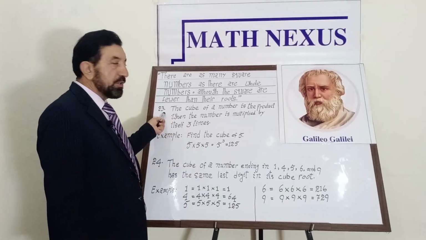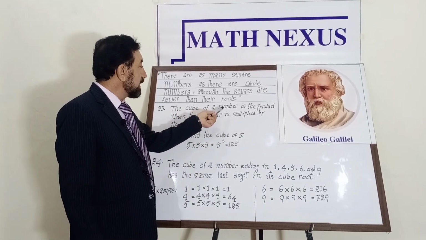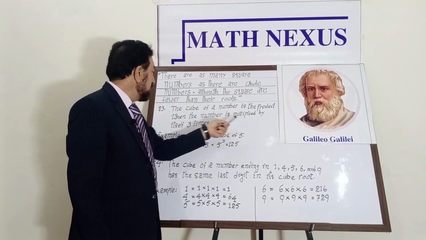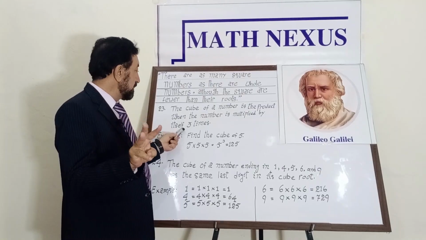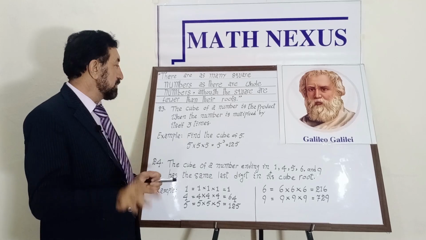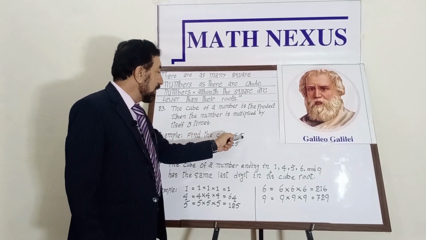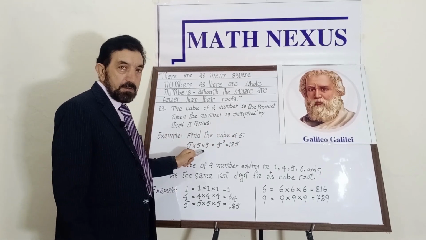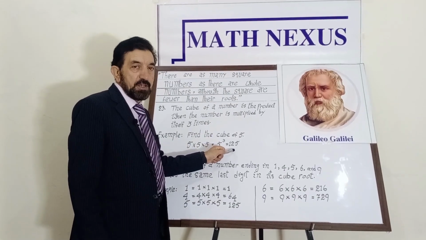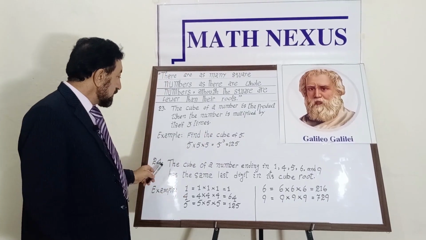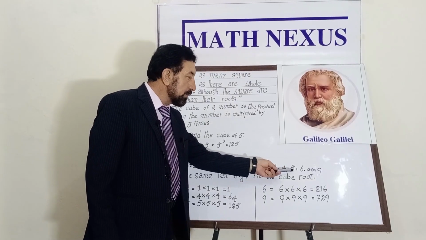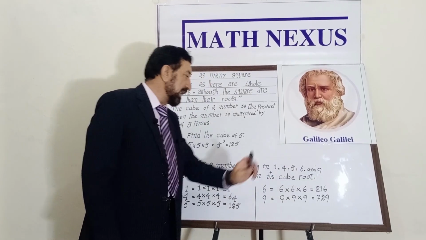Now rule number 23. The cube of a number is the product when the number is multiplied by itself 3 times. Example, find the cube of 5. 5 into 5 into 5 equals 5 raised to the power 3 equals 125.